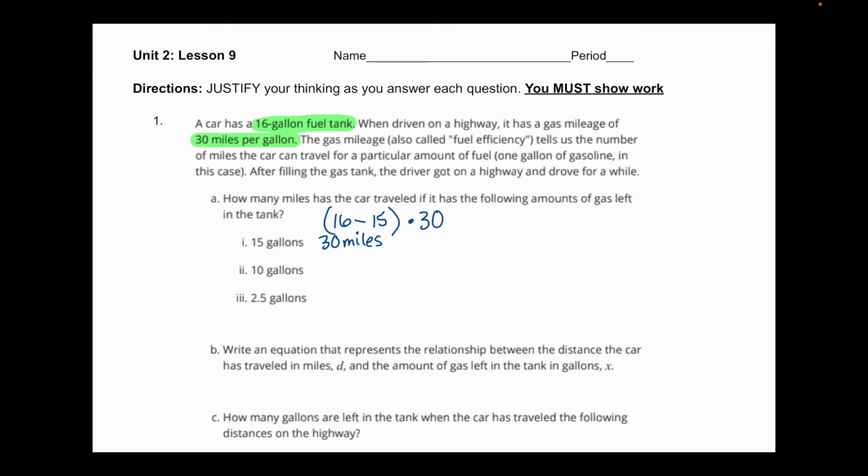For the next one, if we have 10 gallons left, we're going to do a similar thing. We're going to do 16, subtract 10 to see how many gallons they used, and multiply the number of gallons used by the 30 miles per gallon. 16 minus 10 is 6, and 6 times 30 would be 180 miles.